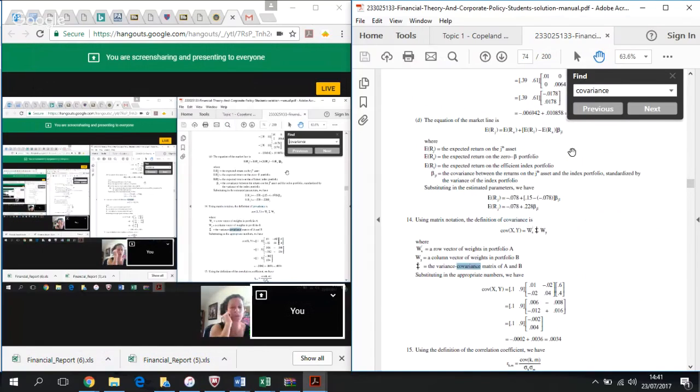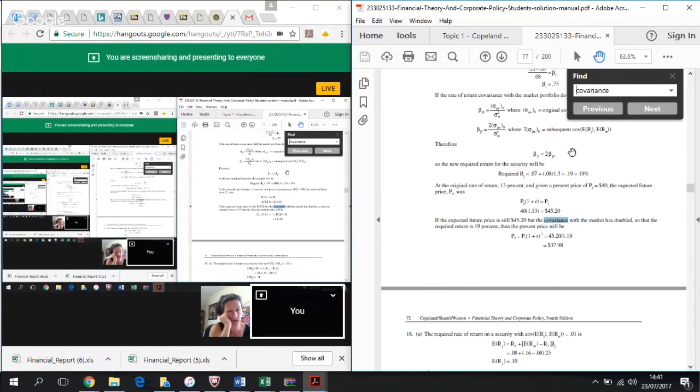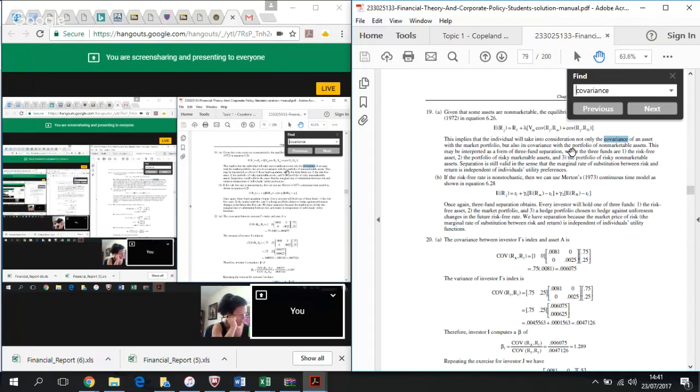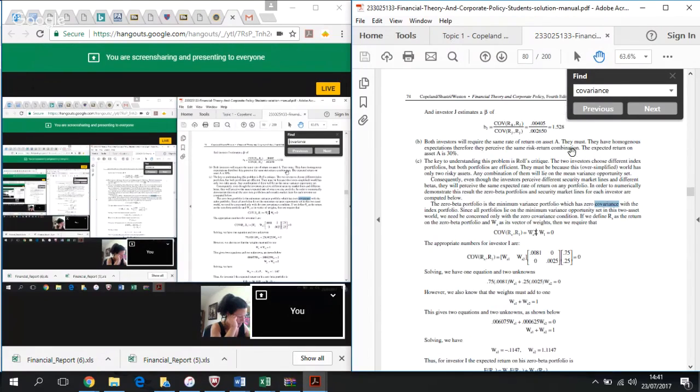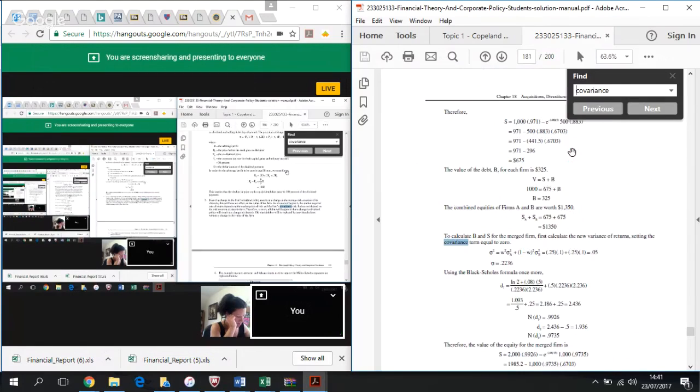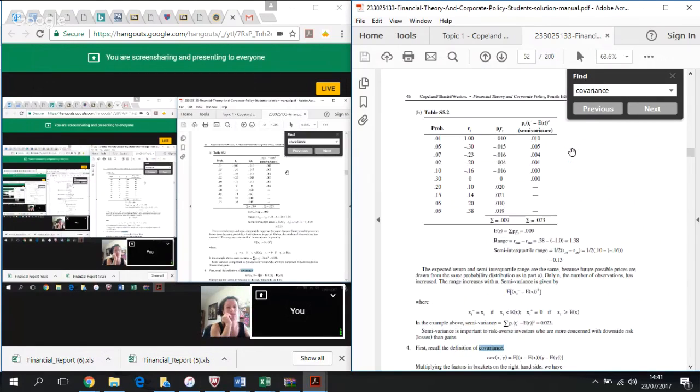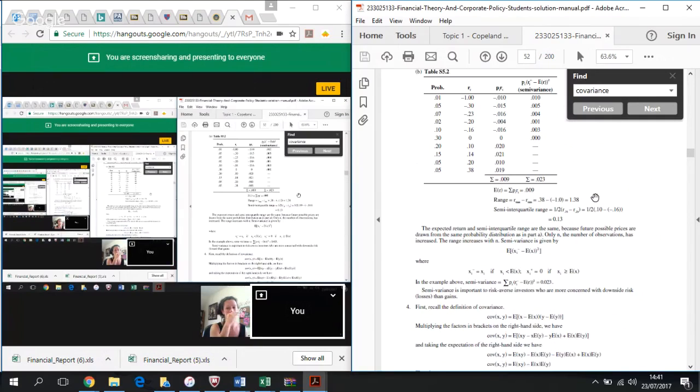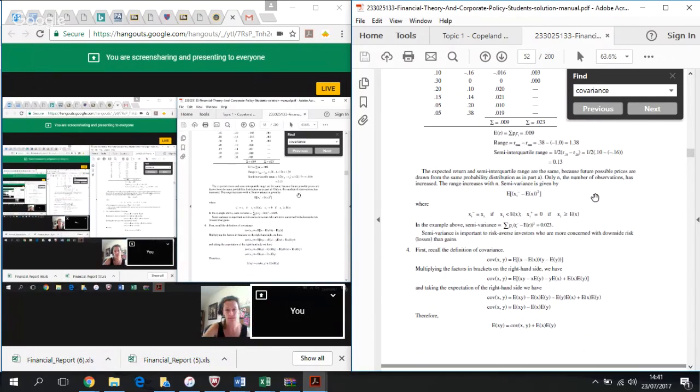Could you just show me the formula? How would you calculate it? She doesn't really have the covariance in her notes. She has the correlation coefficient, but not the covariance, so I had to go back and see. Now, there are two ways of finding covariance, the covariance for a group of assets like this.